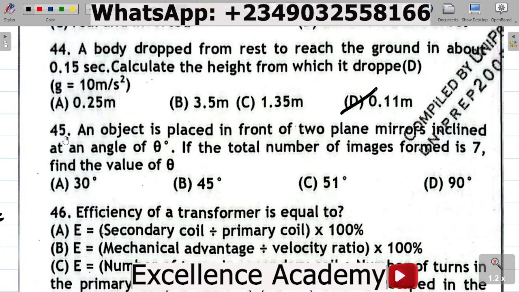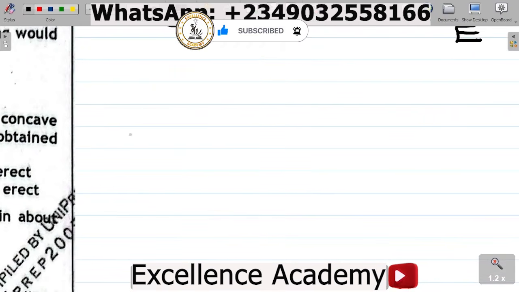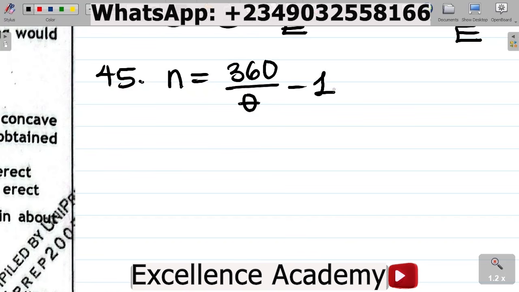Next up, question 45. 45 says an object is placed in front of two plane mirrors inclined at an angle of theta. If the total number of images formed is 7, find the value of theta. A, 30 degrees, B, 45 degrees, C, 51 degrees, D, 90 degrees. So how do we solve this question? Take note that for 45, the number of images formed, N, is given by 360 over theta minus 1. Here's the formula for that. And they said 7 images were formed. So N is equal to 7.